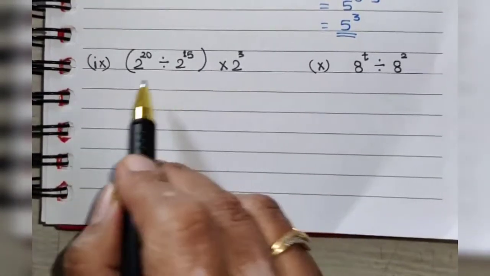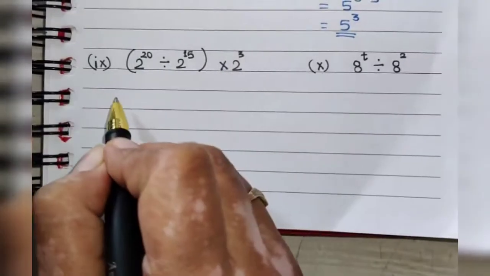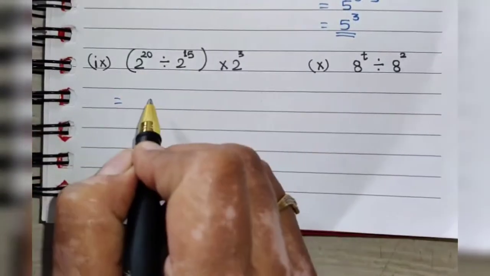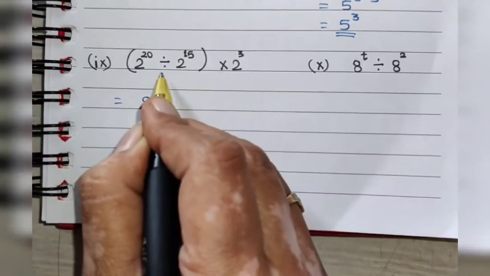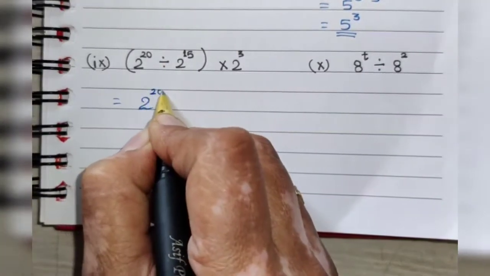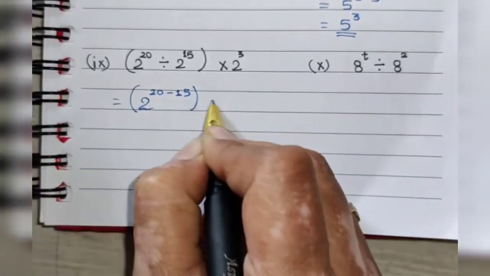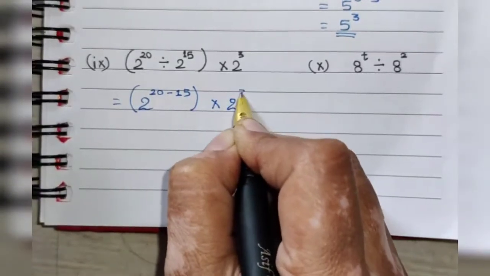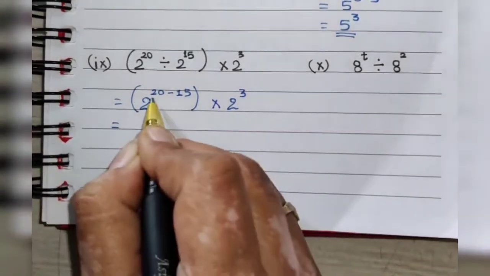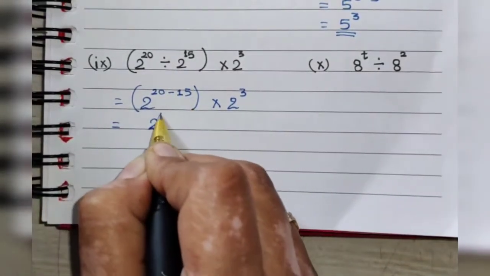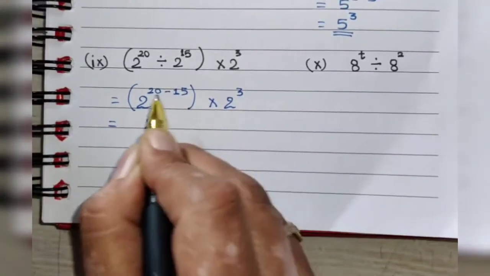So the bracket of this question will be opened first. As you can see here, we have to solve and then open. You cannot open directly. The bases are same inside the bracket and division is there, so the powers will get subtracted, that is 20 minus 15. Outside the bracket, as we are doing nothing, we are just going to write it as it is. Now 20 minus 15 will be 5, so 2 to the power 5. We have to write the base and then solve the subtraction of the powers.